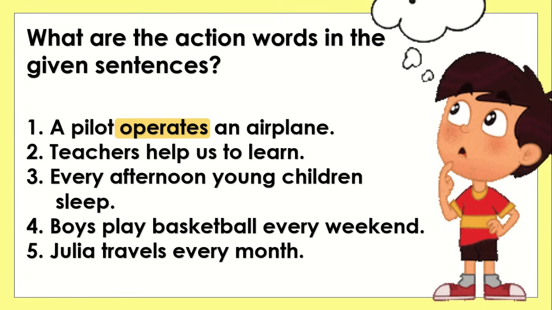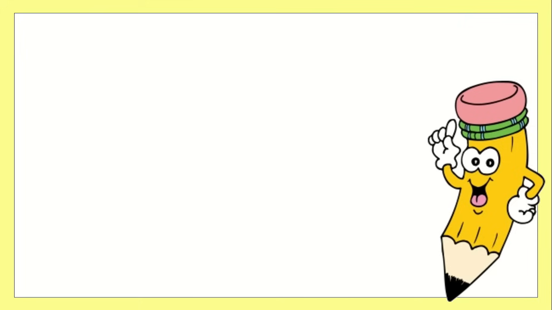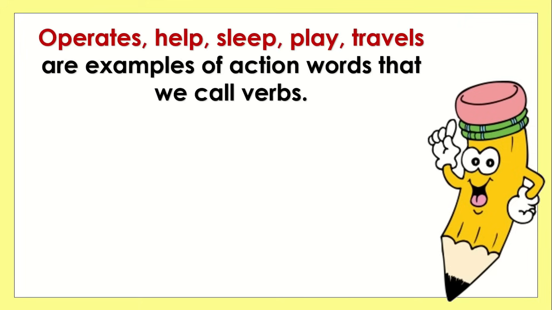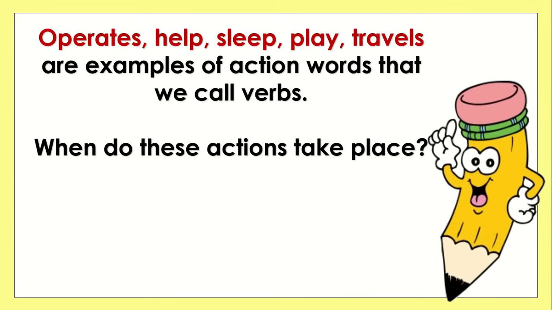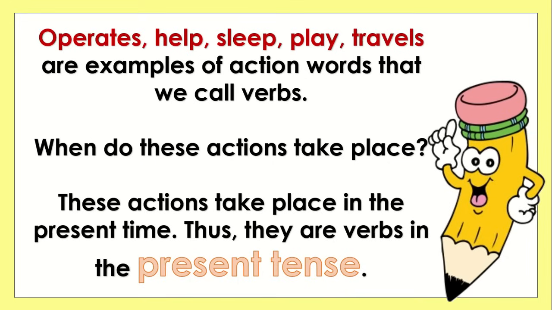You're right. Operates, help, sleep, play, and travels. These are the action words. These are examples of action words that we call verbs. When do these actions take place? These actions take place in the present time. Thus, they are verbs in the present tense.